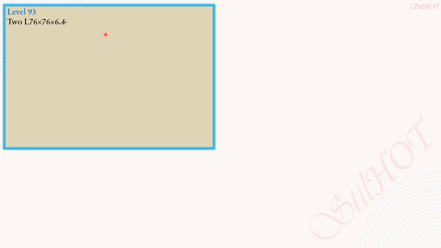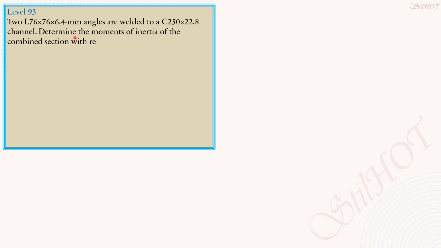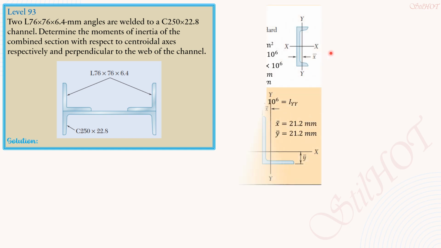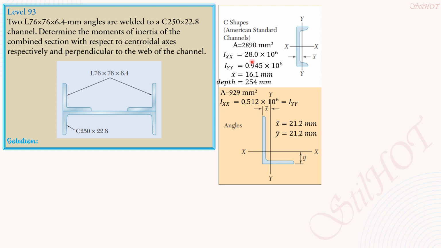Level 93. Two angles 76 by 76 by 6.4 mm are welded to a channel 250 by 22.8. Determine the moments of inertia of the combined section with respect to centroidal axes, respectively parallel and perpendicular to the web of the channel. So here is the given figure, and the properties of the angles and the channel are incorporated in this problem. So here they are, the properties of the channel and the angles.